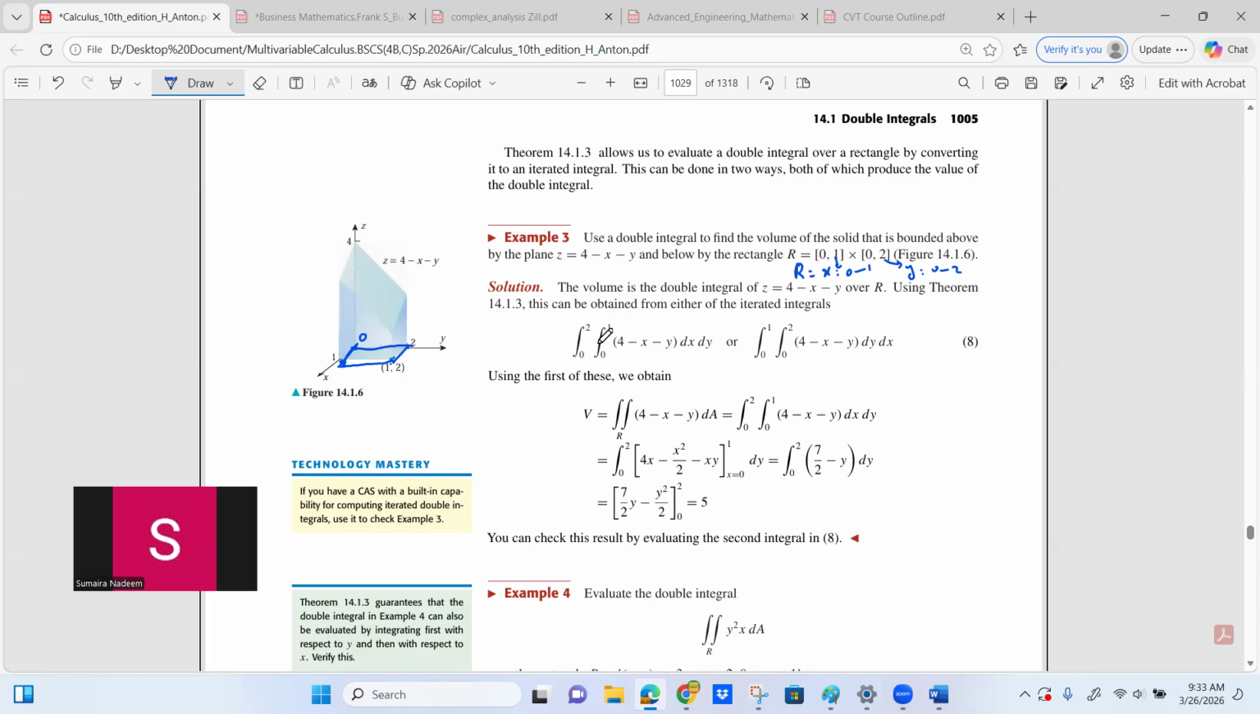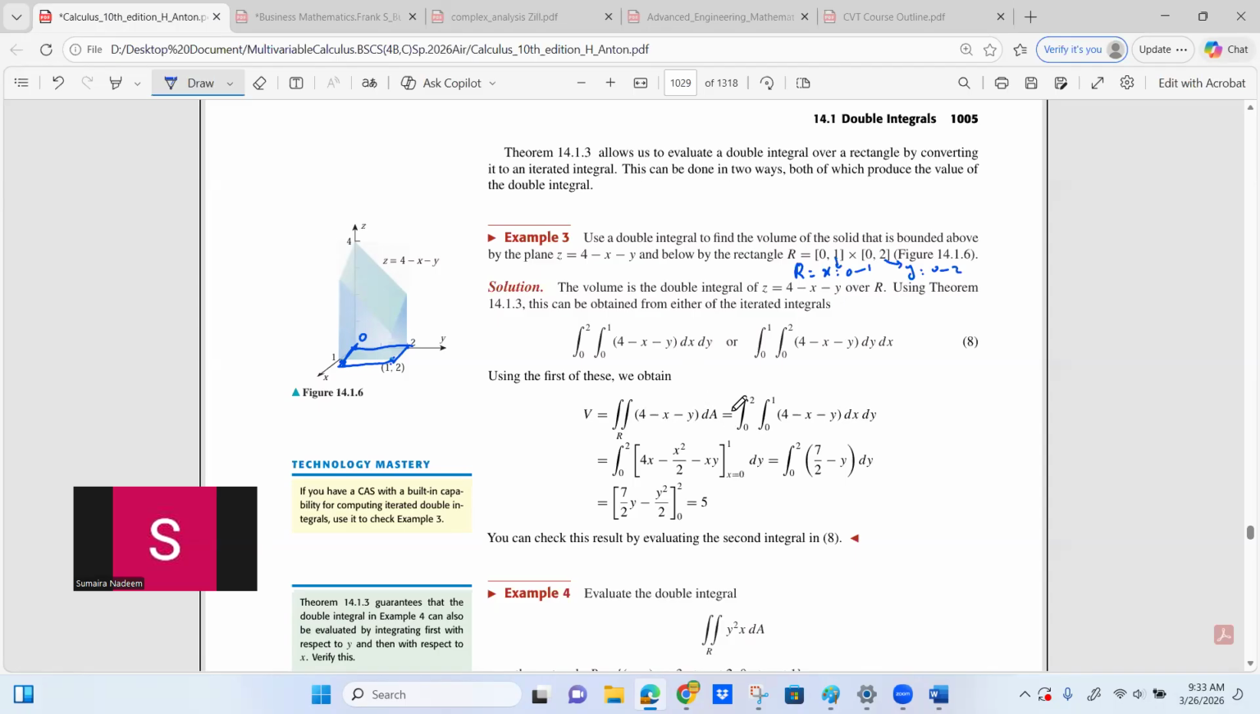Okay, over the region 0 to 1, 0 to 2, the f of z value is equal to 4 minus x minus y. That should be the given. The limits for dx are 0 to 1 and for dy are 0 to 2. This is V equal to the double integral over the region R, or the limits, of (4 minus x minus y) dA. Basically dx dy is also known as dA.